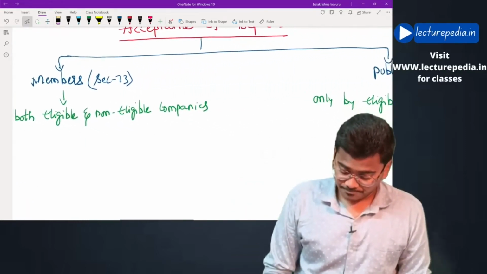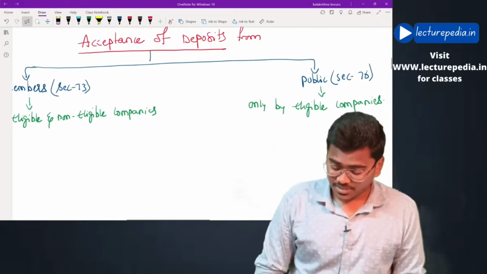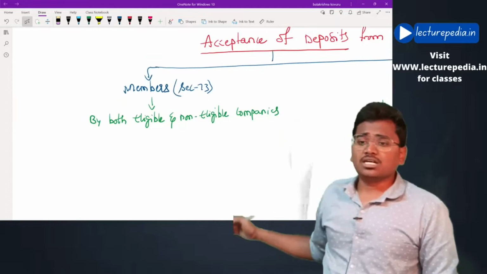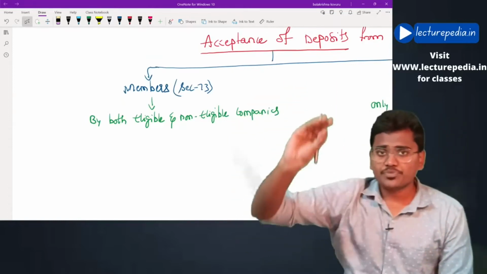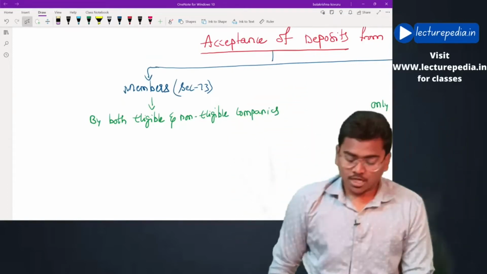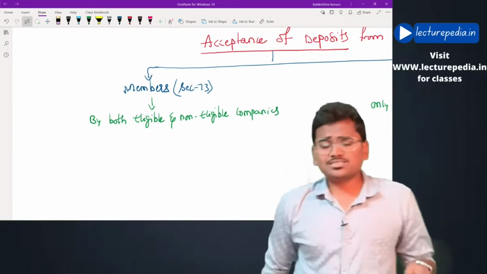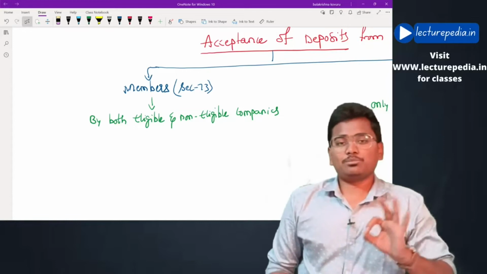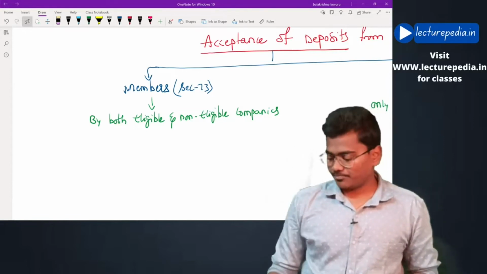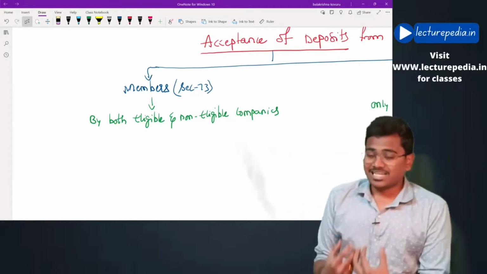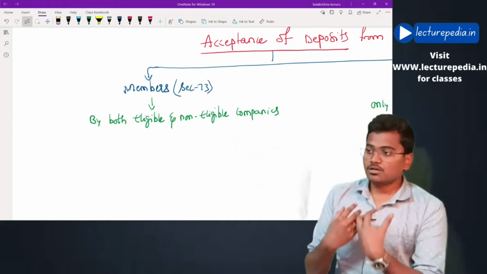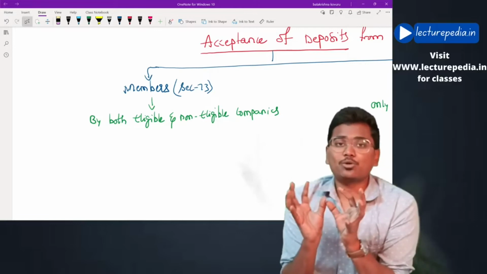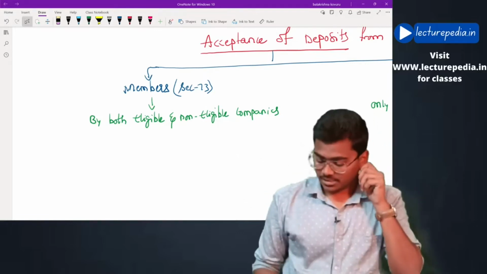Now, deposits can be raised from the public only by an eligible company, while from members both eligible and non-eligible companies can raise deposits. That one we'll discuss later. There are certain requirements that have to be satisfied if you want to raise deposits from members or from public. What are those requirements? Let us see.